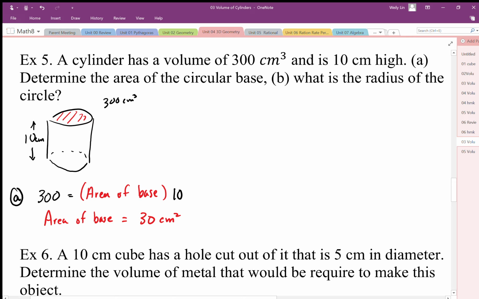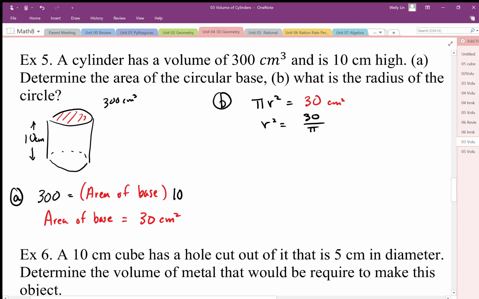To work out the radius of the circle, so this is part B, we know that pi r squared gives us the area of the circle. Well, we have the area of the circle. So we just need to undo this calculation to figure out the radius. So if we're going to undo the times by pi, I'm going to divide by pi. So 30 divided by pi is going to be 9.55 about.